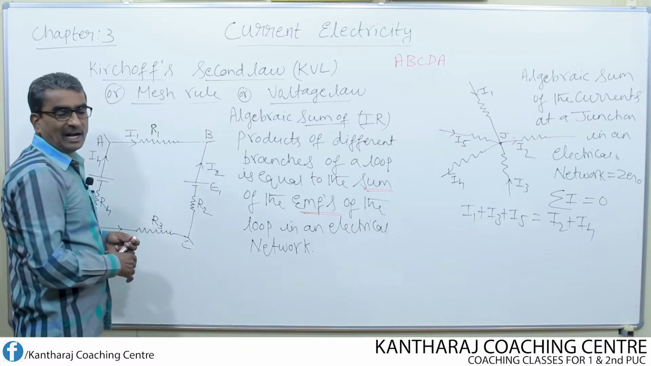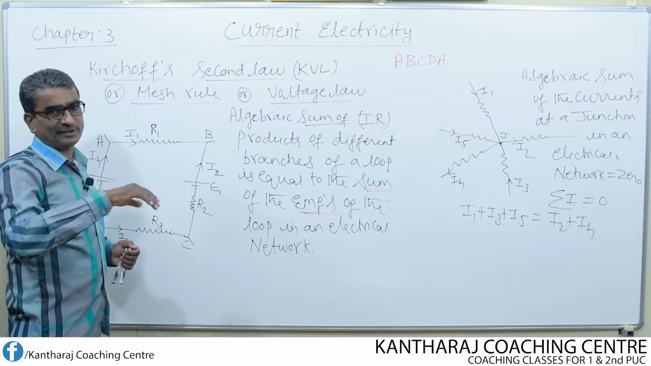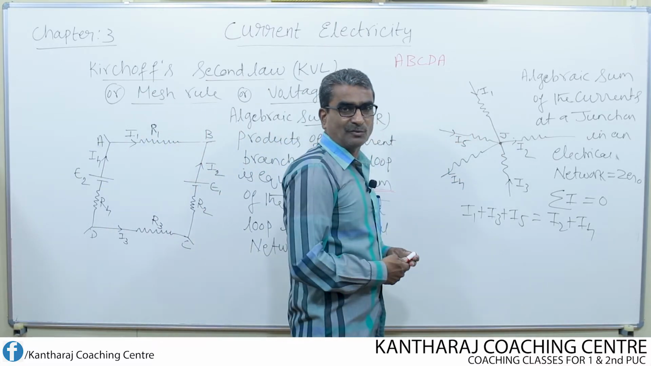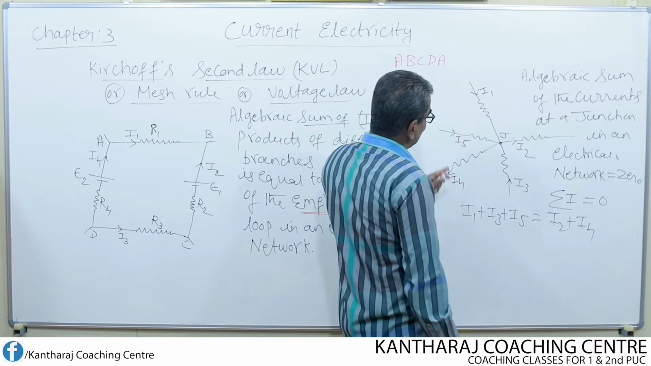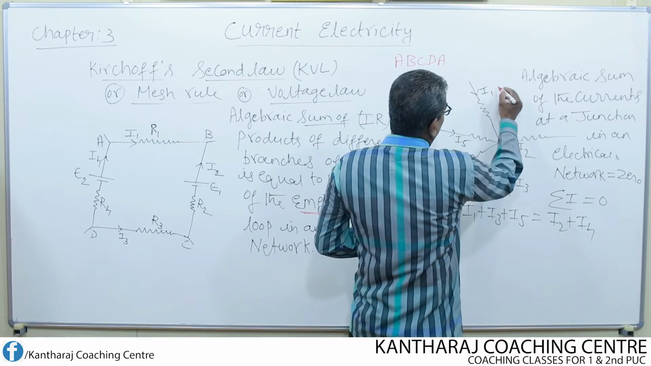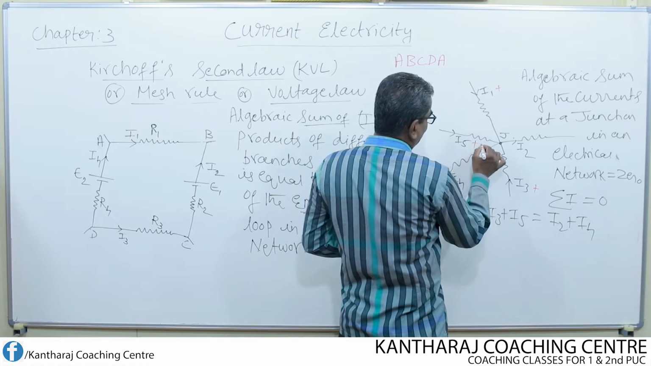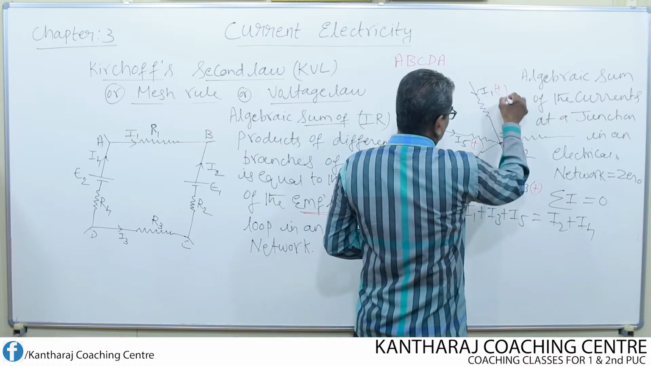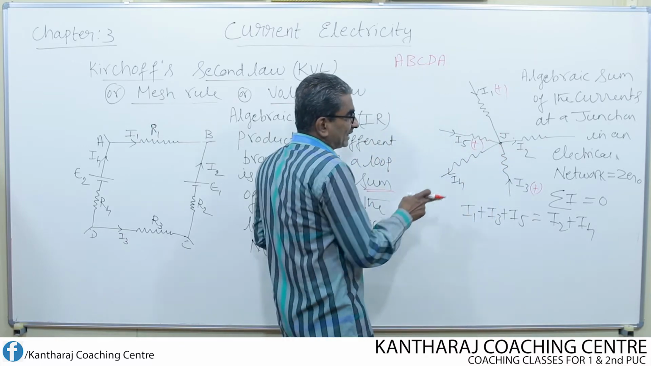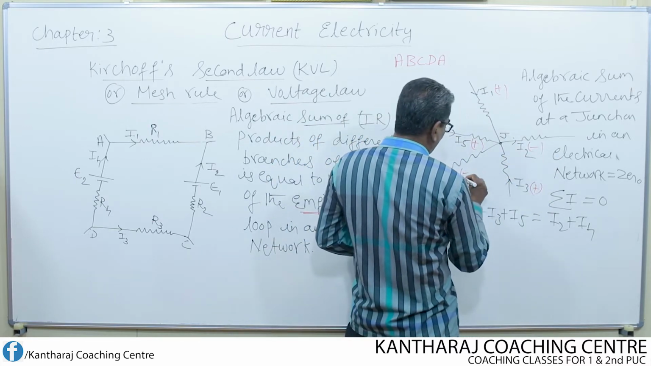Then, while considering the IR product and also EMF, we make use of sign convention once again, as we applied the sign convention to the first law. What was the sign convention applied to the first law? Incoming currents are taken as positive. What are the incoming currents? I1, this is positive. Then I3, positive. Then I5, positive. So these are the positive currents. Current flowing towards the junction is taken as positive, whereas current flowing out of the junction is taken as negative. I2 is negative, I4 is also negative.